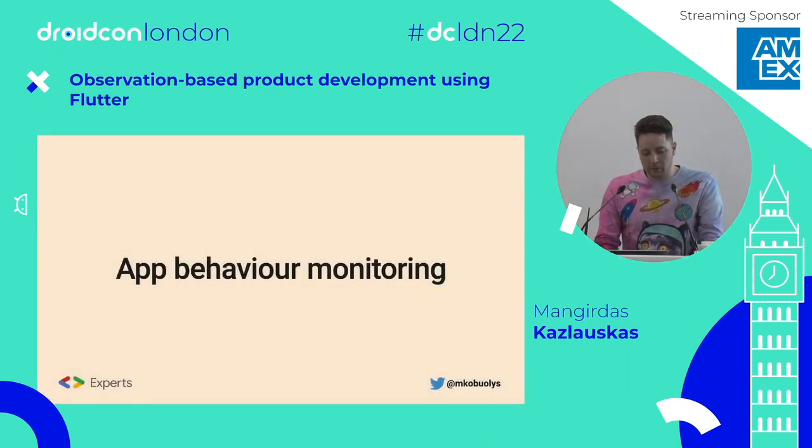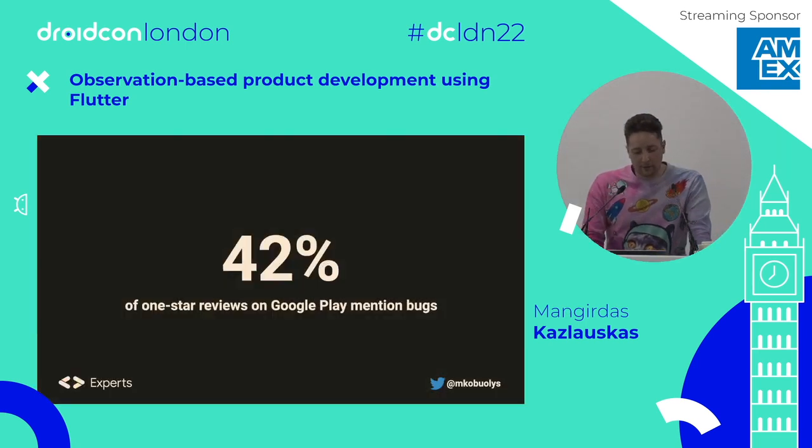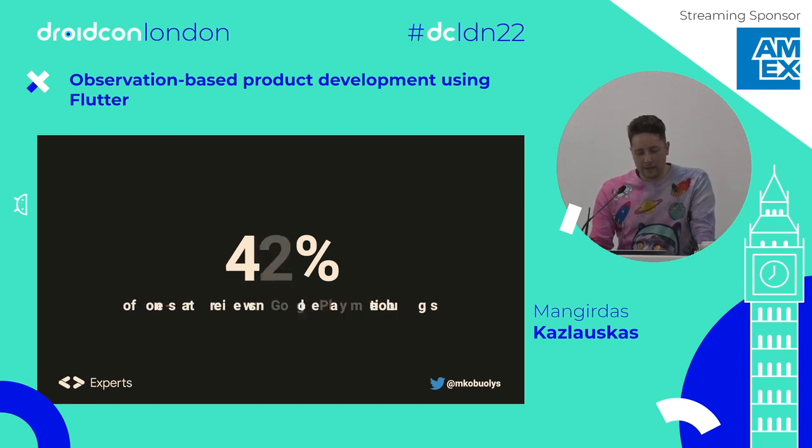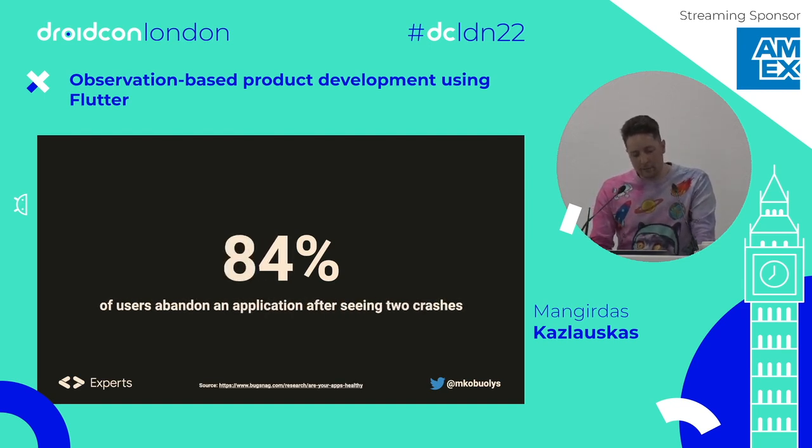So yeah, without further ado, let's get into app behavior monitoring. And I would like to start with some numbers. 42% of 1-star reviews on Google Play mention bugs, and even 84% of users abandon an application after seeing 2 crashes. By the way, these numbers are not my research. I found those numbers in the Bugsnag report, and Bugsnag is a company creating error monitoring and app stability management tools, and they are making those reports every year, sometimes even more often.